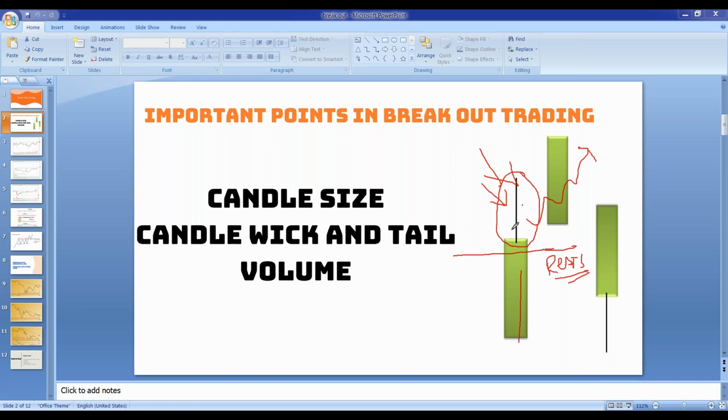If there is a very small wick, suppose the length of the wick is very small, then we can say that it is okay. Generally, whenever a breakout is getting traded, or whenever a breakout will happen, what we have to look for is the size of the candle and where the wick formation is.